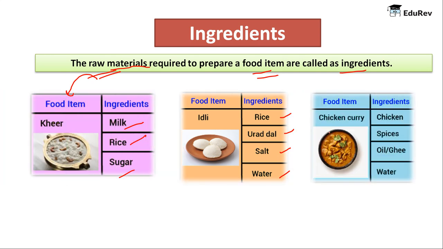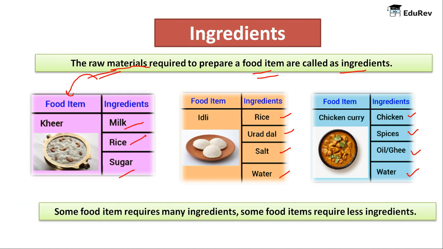Here comes the next food item. Chicken curry. Do you eat chicken curry? What are the ingredients involved in it? The ingredients involved in it are chicken, spices, oil or ghee and water. So, these are the raw ingredients to prepare this food item chicken curry.